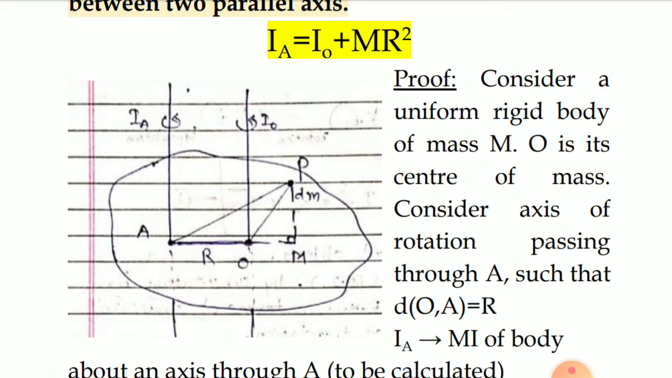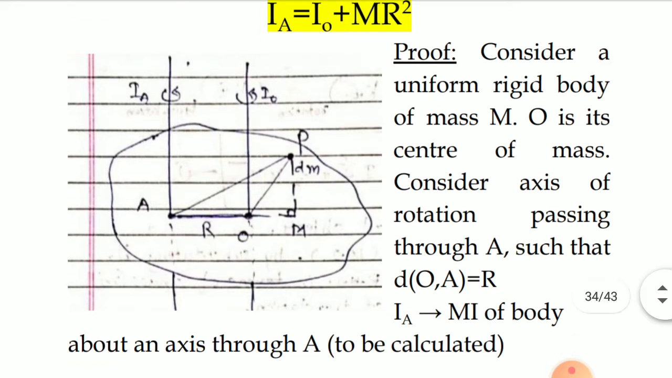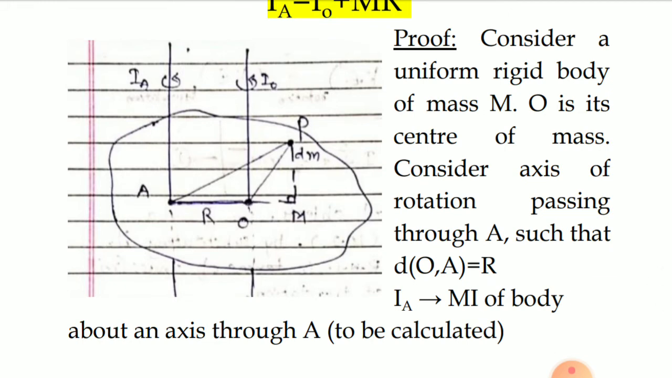Now I need to understand what exactly this theorem statement means. In this figure, if you observe, we have shown an irregular shape of a three-dimensional body.